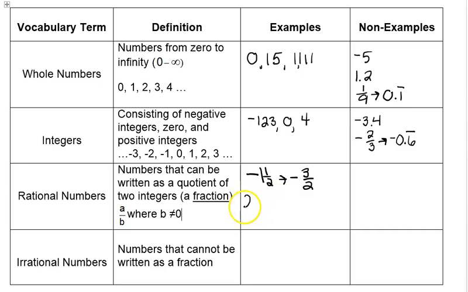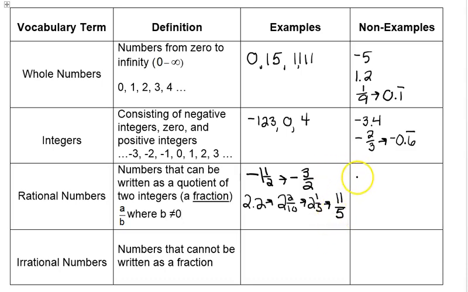Another example would be 2.2. Right now it's written as a decimal. To write it as a mixed number, we would write it as 2 2/10. We can simplify that to 2 1/5. And finally, we can write that as a quotient of 2 integers by multiplying 5 times 2, which is 10, plus 1, which is 11. So that would be 11/5.